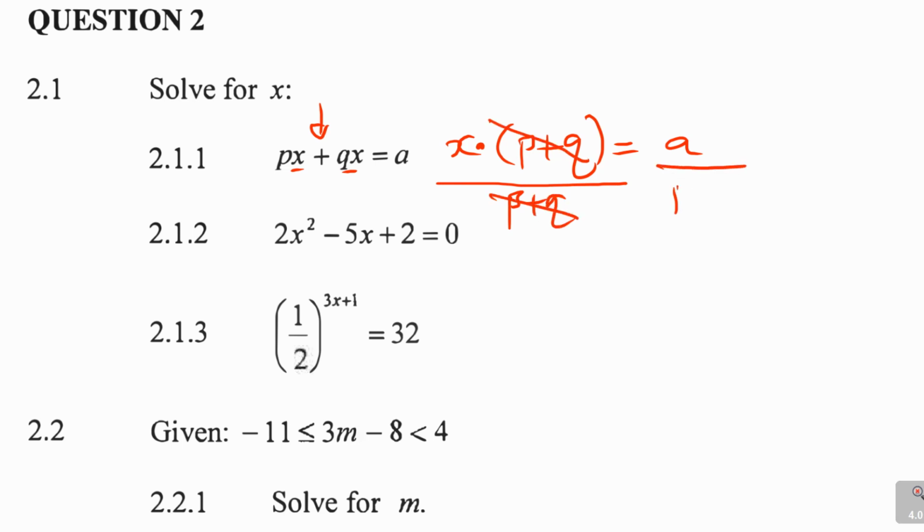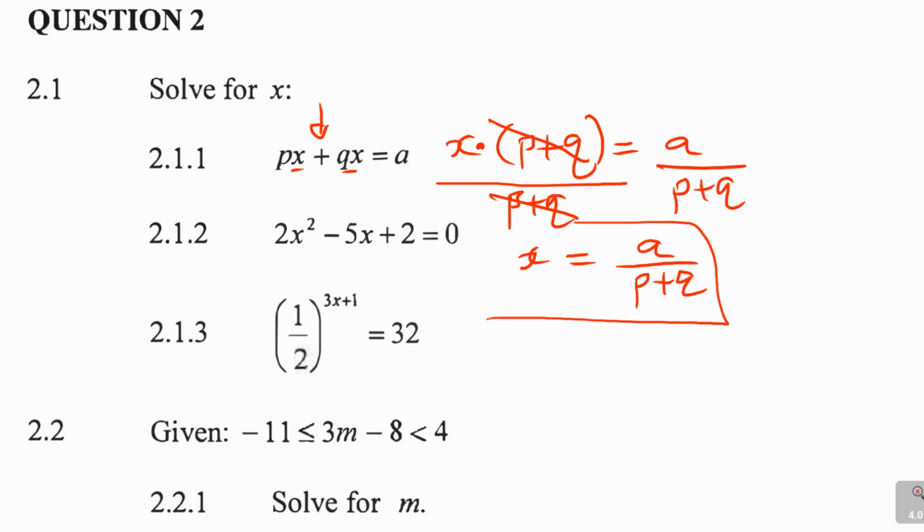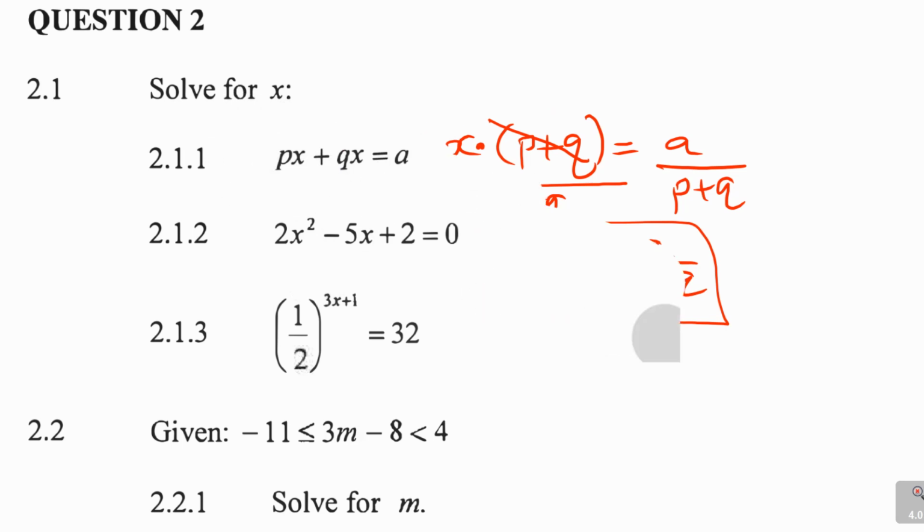I don't want that, so I divide by that. What I do on the left, I must do on the right. So there is my value for x. x is equal to a over p plus q. So you are writing x in terms of a, p, and q. That is solving for x. So guys, don't let this question confuse you. That is the end. That's it.